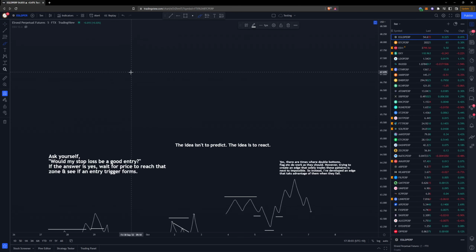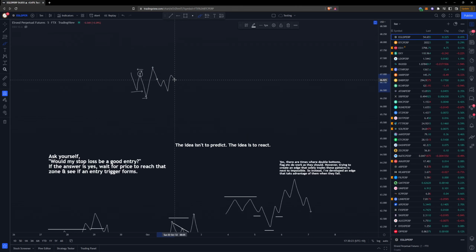Essentially, I wait for a low to form. Once the low forms, I wait for that low to be swept. Once that low is swept, I then wait for price to break up above the high that swept that low. Once we get that break, I then look for the same pattern to form again between the high and the low. Then once we get it, a sweep and a break, that is my entry trigger.